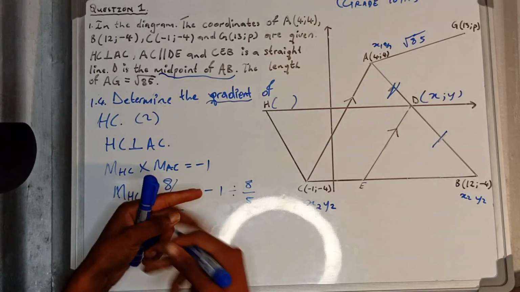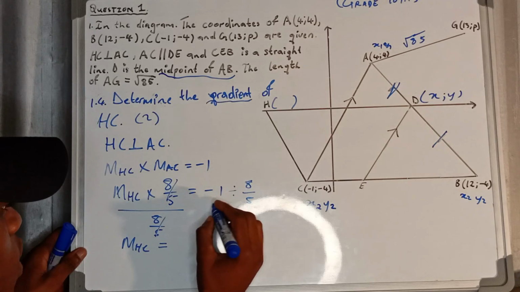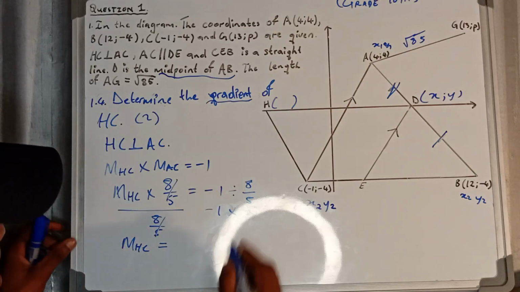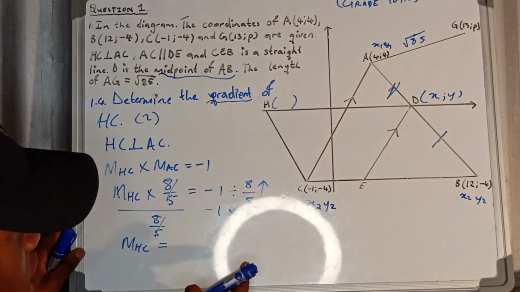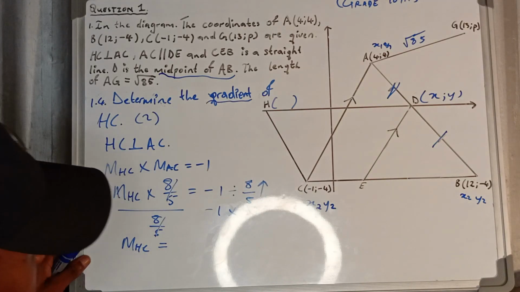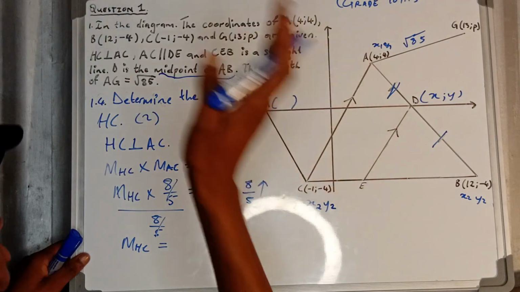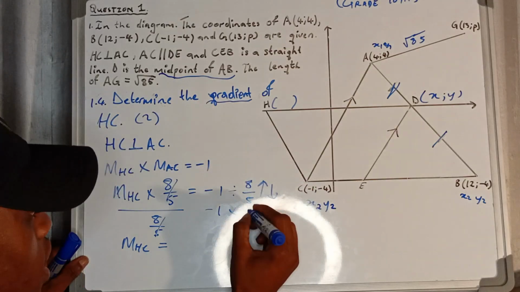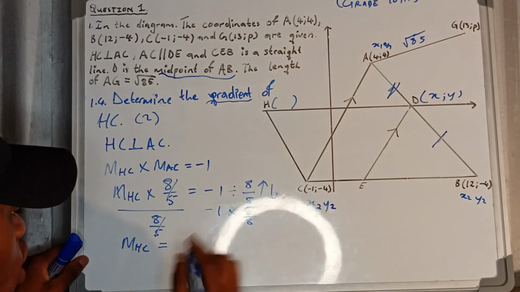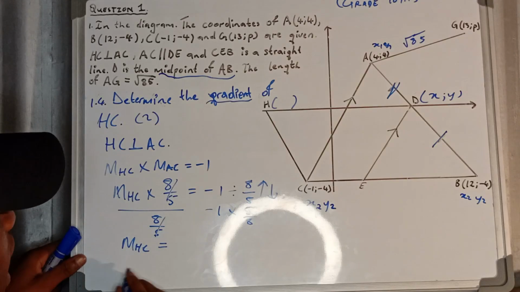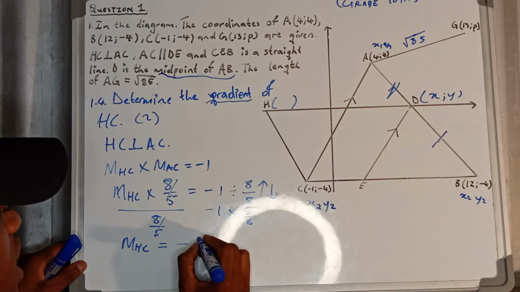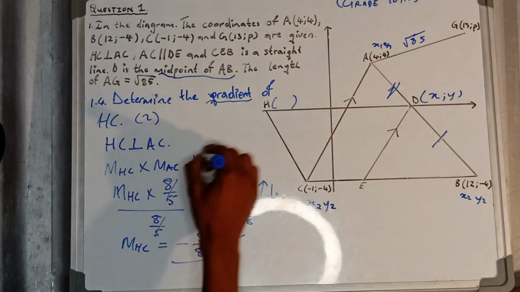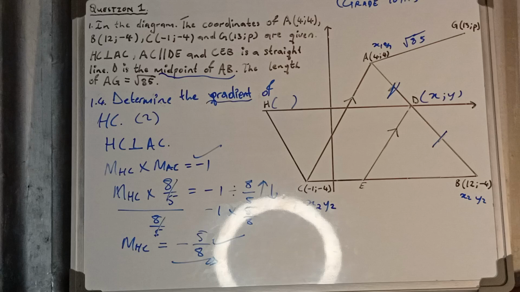Then here, you change the sign: -1 multiplied by the reciprocal. The one that was on the bottom must go on top, and the one that was on top must go on the bottom. That will be 5 over 8. I hope you are fine. Then our answer for the gradient of HC will be -5 over 8. They mark you for this and for the correct formula that you have used.